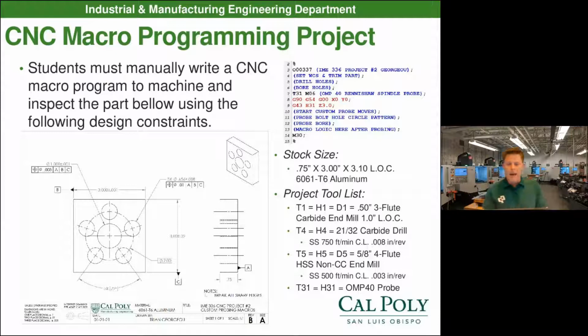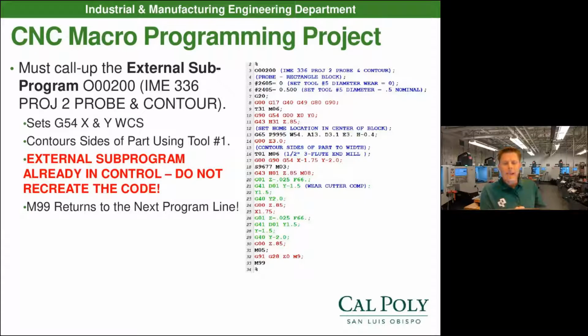And then tool 5 is going to be a non-center cutting high-speed steel end mill. It's a beat down end mill that's been sharpened. You'll see that here in the video. So they've got to take those tools and make this part. But their goal is to make this part with the sub-programs I get them.